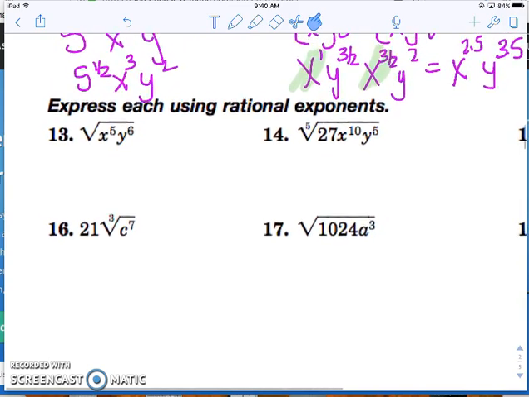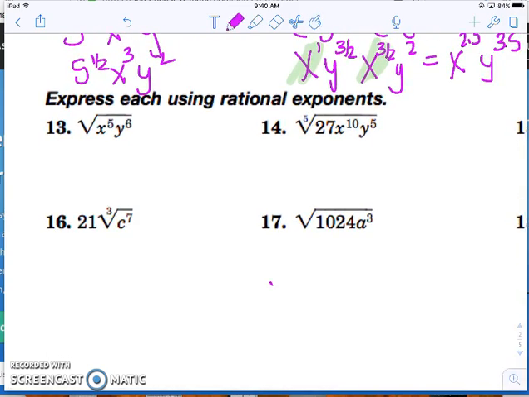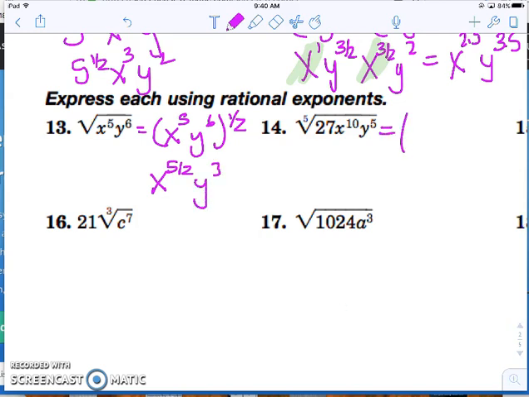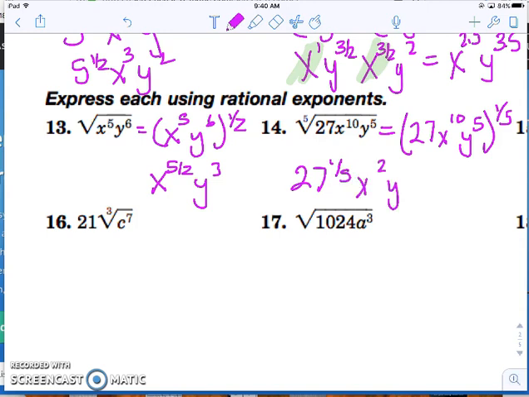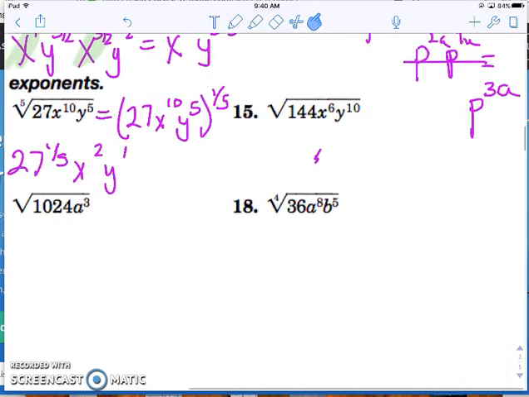Express each using rational exponents. So this is to the half power. So x to the 5th, y to the 6th to the half. So that's x to the 5/2, half of 6 is 3. So the 5th root, that's to the 1/5 power. So 27 to the 1/5. X squared y to the 1st, if we distribute there.